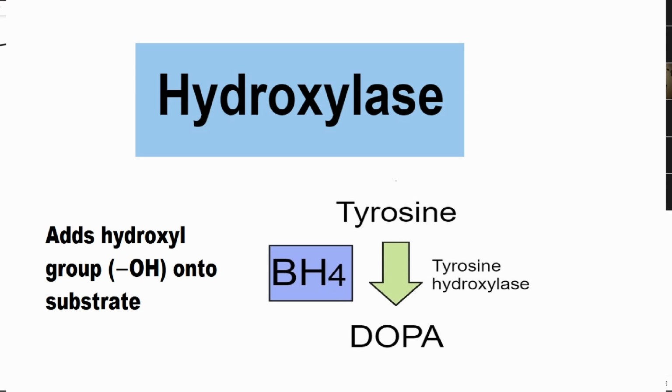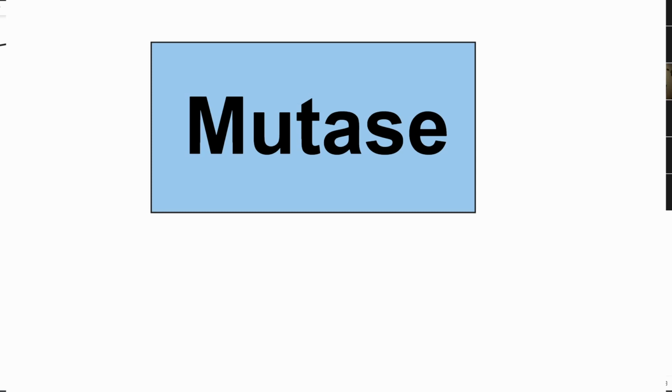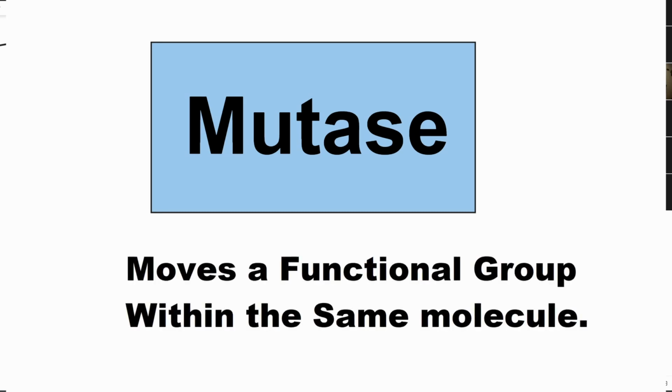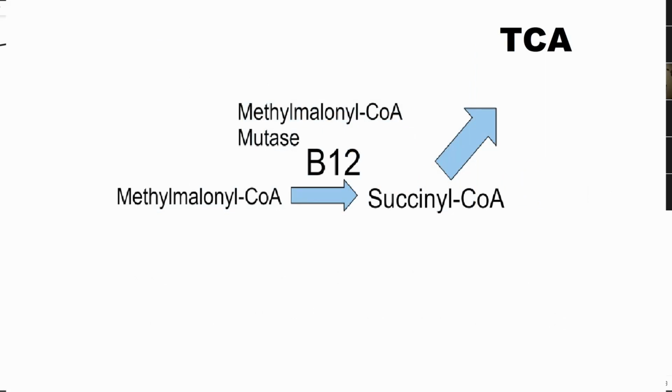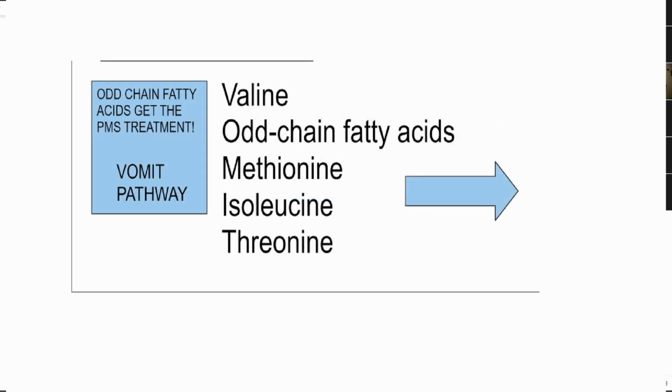Okay, then we have something like mutase. Mutase has the M for moving. It can grab a side chain and just move it on the same substrate, on the same molecule. It can take a side chain and move it. That's mutase. Mutase moves, all right? And a very popular mutase reaction that we need to know about is methylmalonyl CoA becoming succinyl CoA. Yes. So this is an important pathway.